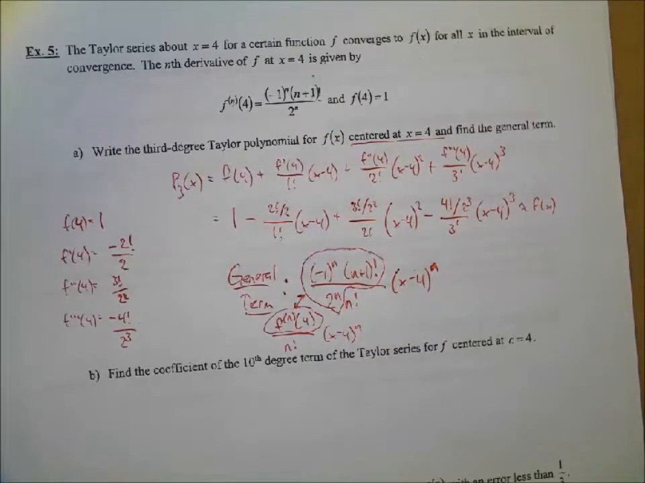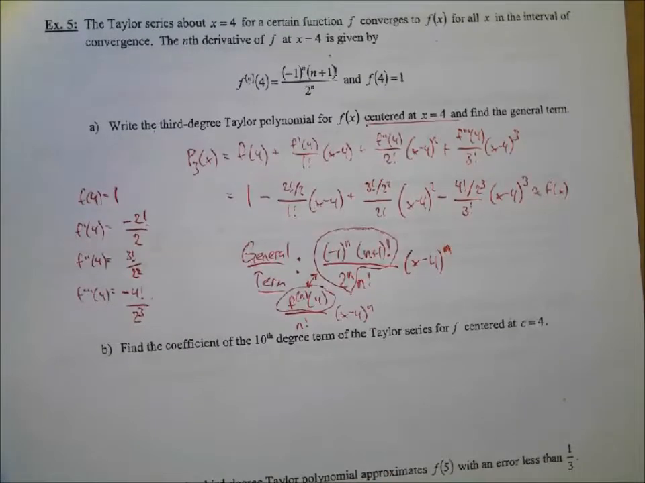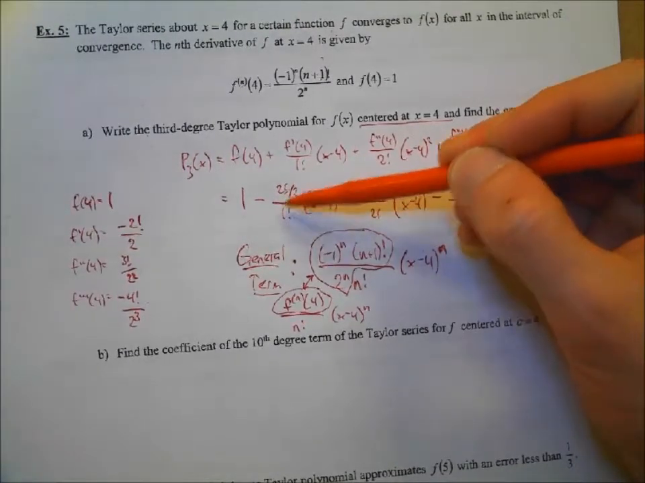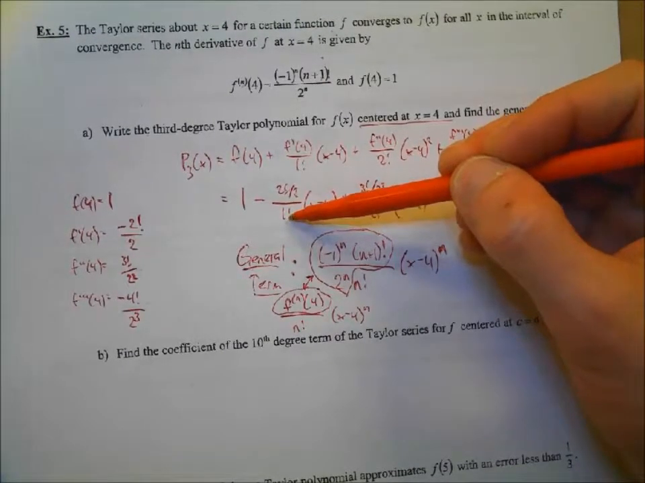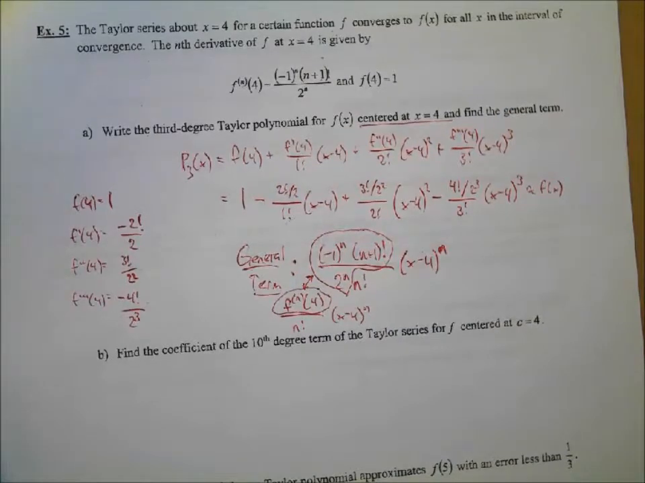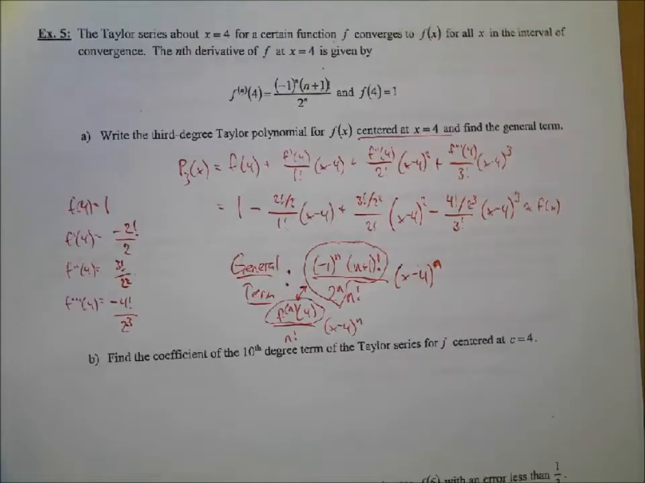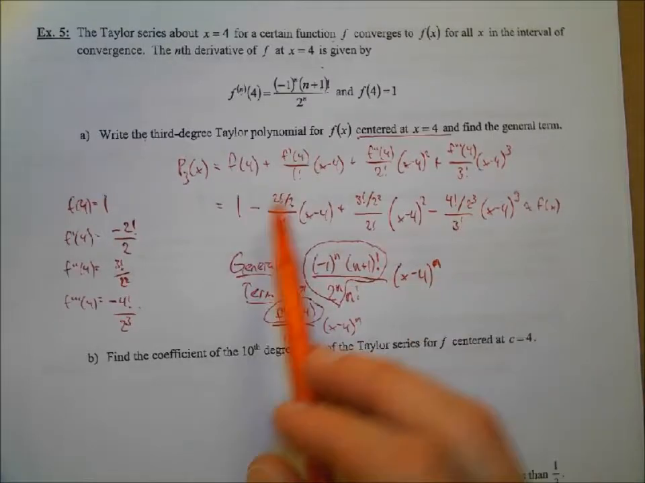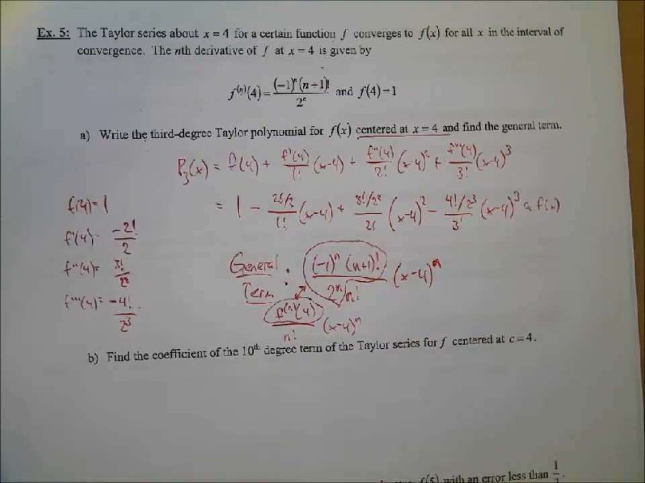So yes, Kara. Why are we able to do that? Yeah, so when you have a fraction within a fraction here, you can imagine, for example, dividing by 1 factorial. Oh, okay, now I got it. Very good. Okay, so that was letter A. We got the general term, and we got the third degree Taylor polynomial for f of x.